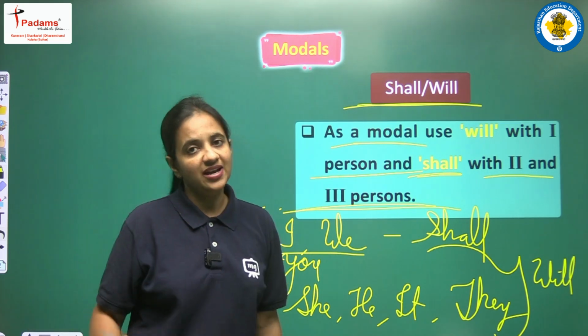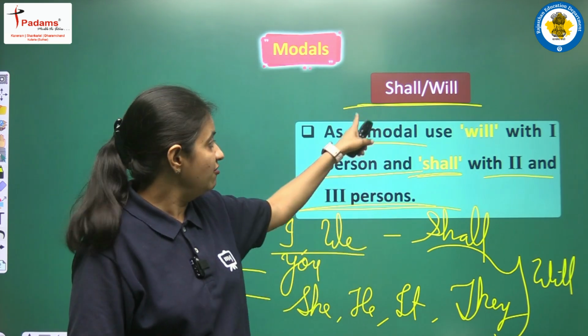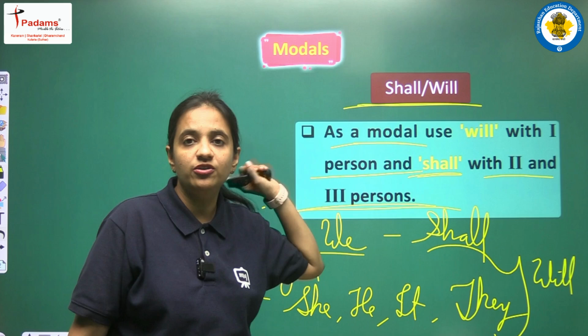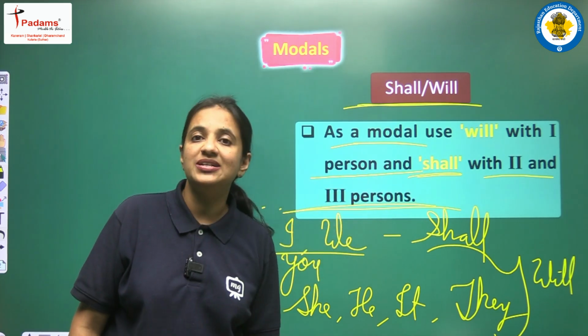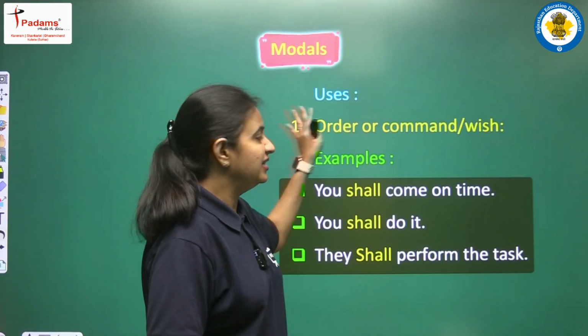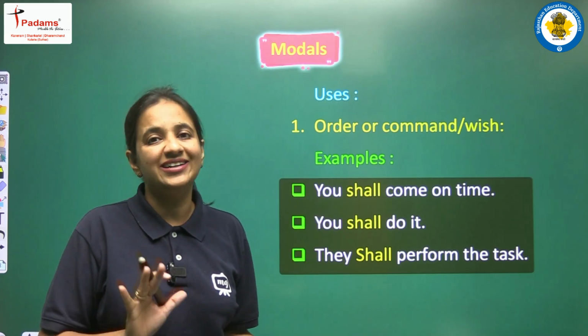Alright, so here we are studying these two words shall and will as a modal. So here we have to remember this thing, that now we have to use will for first person pronoun and shall for second and third person pronoun. Clear? So now moving on, we have the different uses, that how can we use shall and will as a modal in a sentence.